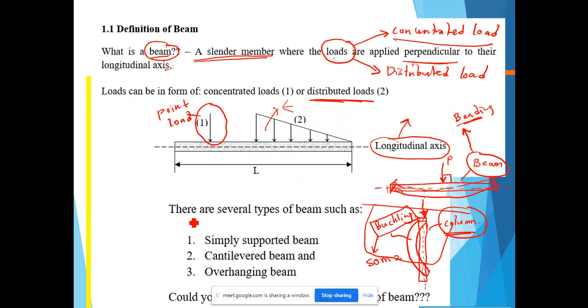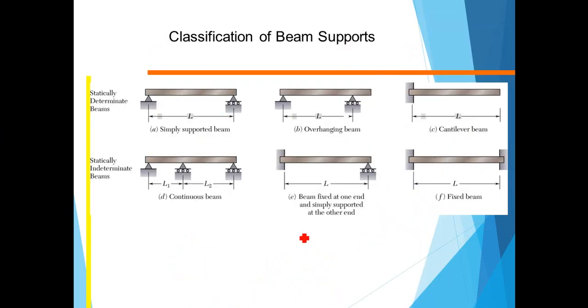Now we proceed. What are the types of beam? We have several types of beam. First one is a simply supported beam. Second one is a cantilever beam, and the third one is an overhanging beam. So how do we differentiate between these three beams? This is the example of a simply supported beam, where you have a beam supported at both ends. One is a pin support and the other is a roller support.